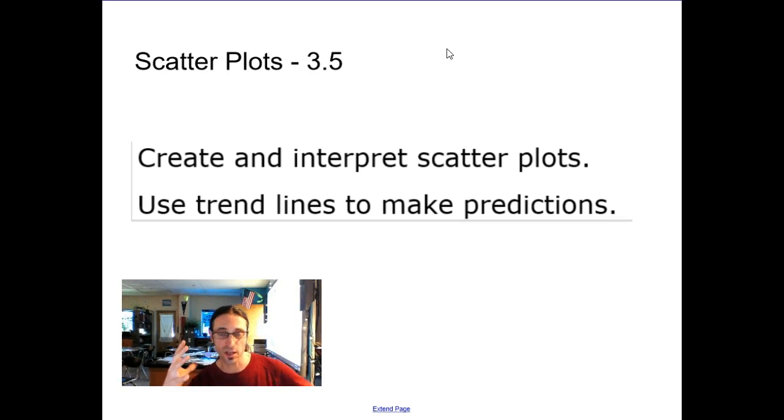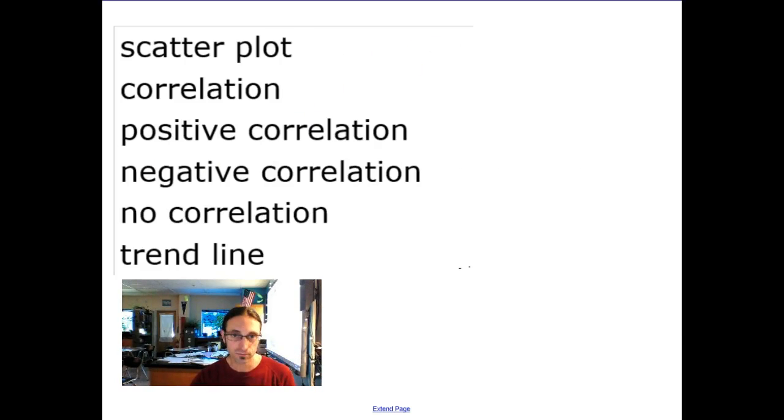In this lecture, this is 3.5 in your notes, we're going to talk about scatter plots, and this is one of the things that you're definitely going to see in biology, physical science. By the end of this lesson, I want you to be able to not only create scatter plots, but also interpret scatter plots and then use trend lines to make predictions between actual data points and where something might go in the future.